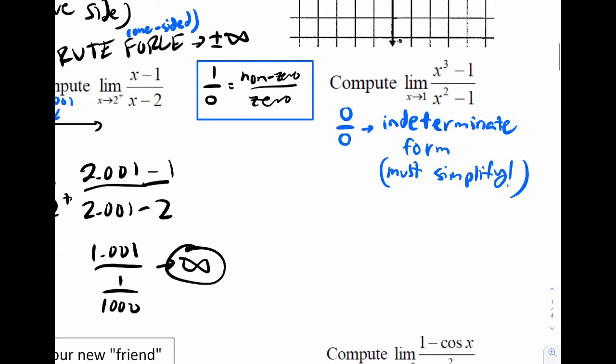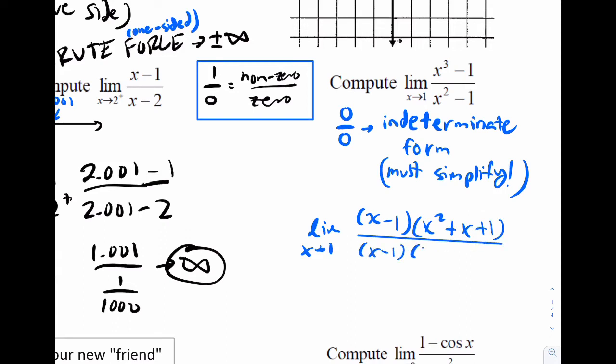So let's see what happens here. Limit as x approaches 1. We factor x cubed minus 1. That's just x minus 1 times x squared plus x plus 1, all divided by x minus 1 times x plus 1. If I simplify, look what happens. The thing that's creating the issue is gone.